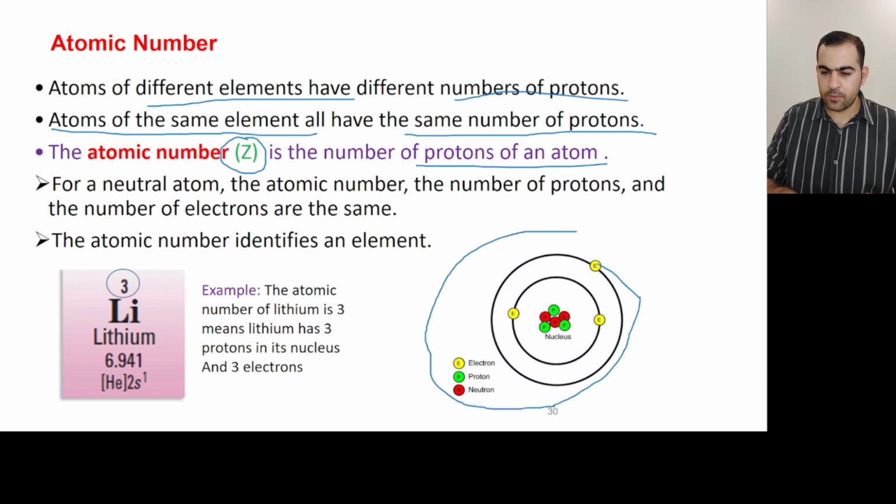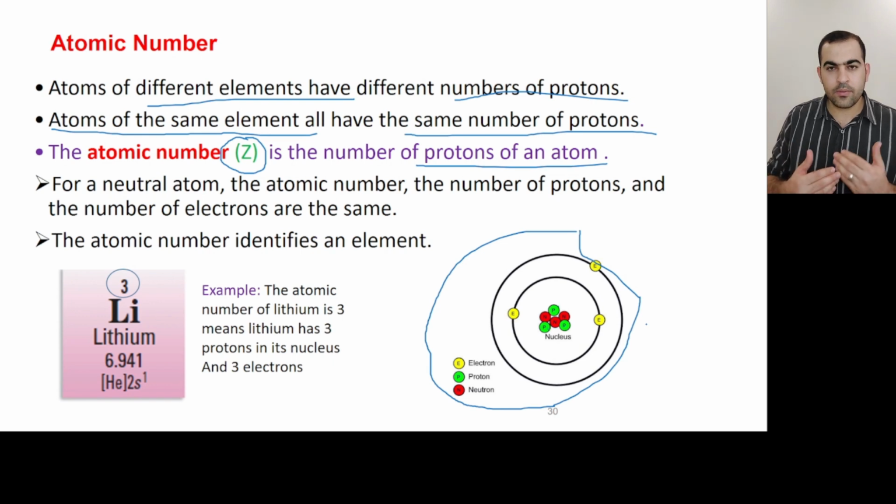How many protons are there? 3 protons. So what is the atomic number? It's 3. Atomic number means number of protons. What I showed you was the atom of lithium.